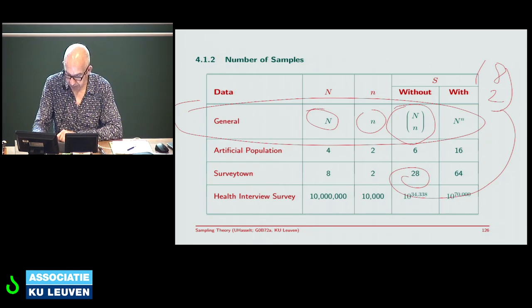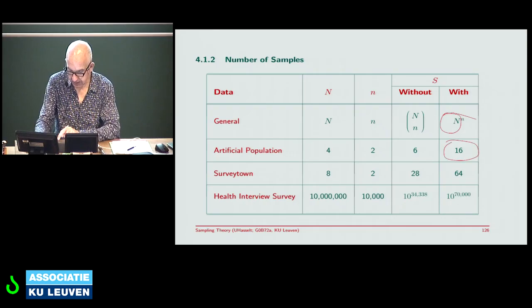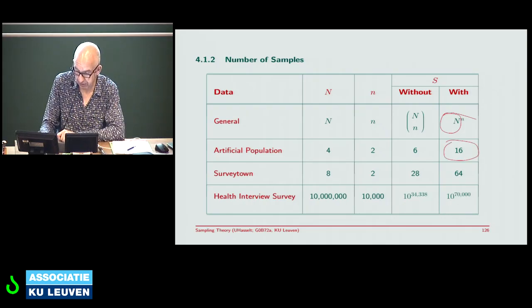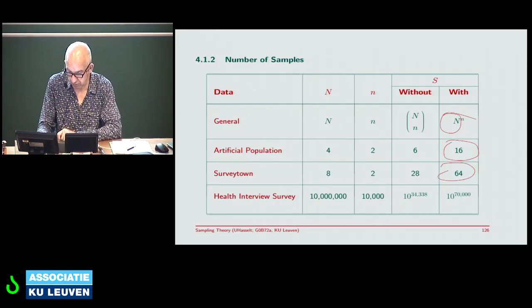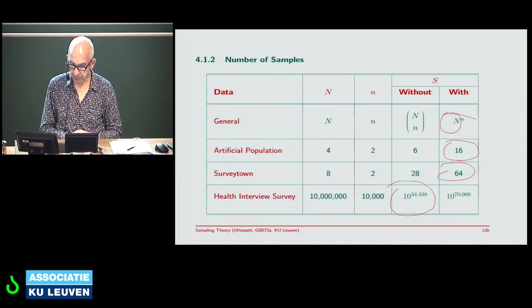But if we sample with replacement, every unit can, at every time, be sampled or not sampled. Then it's simply a power function. And that's the 16 that we saw before, for example, for the artificial population. It would amount to 64, more than double that of sampling without replacement in survey time. And then in the Belgian Health Interview survey, there are 10 to the power 34,000 samples without replacement and 10 to the power 70,000 samples with replacement.